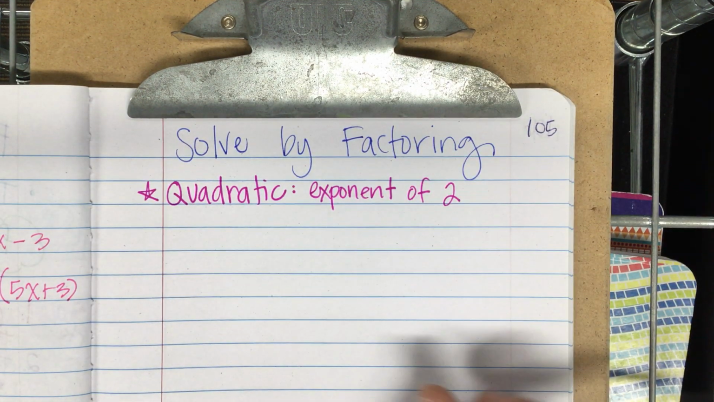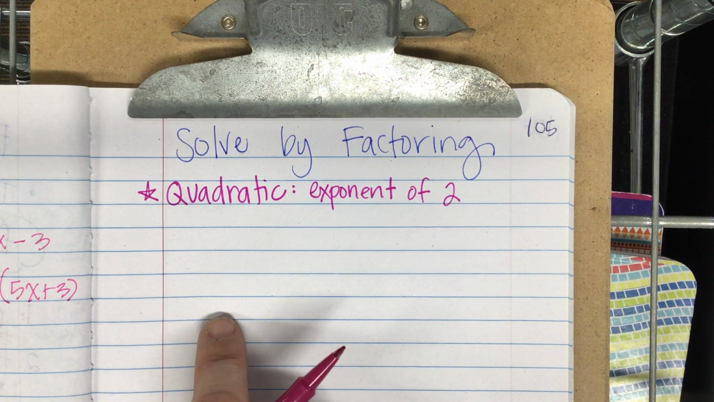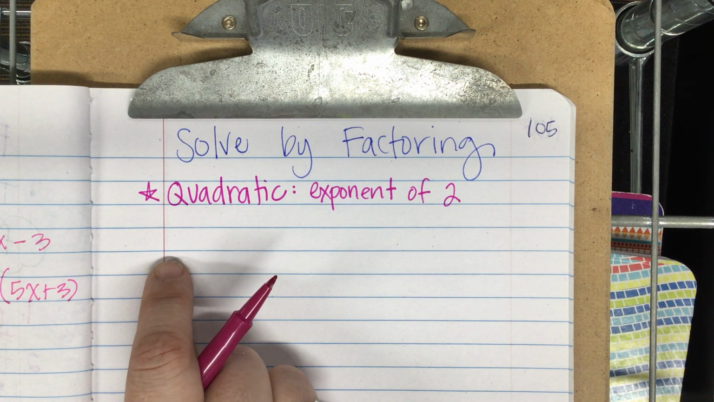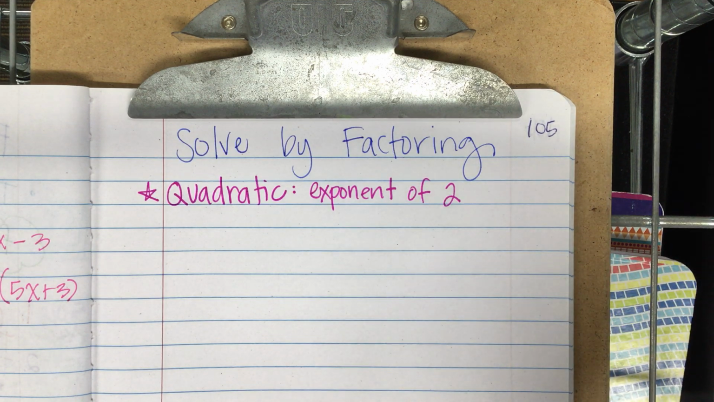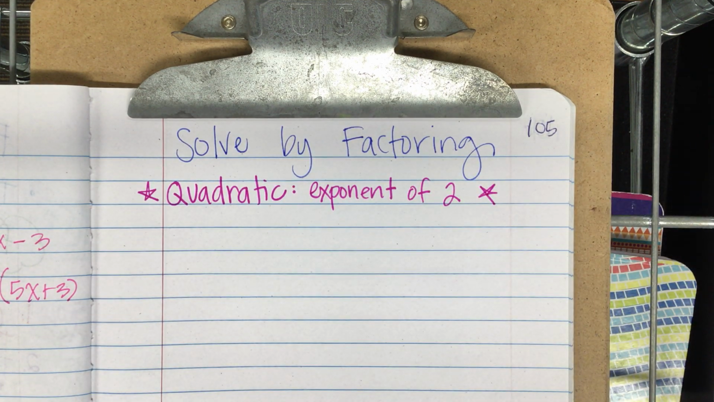Which, I get it, doesn't really make sense. What's an exponent of 4 called? Quartic. Quadratic is an exponent of 2. Right? Math. So we've got quadratics, exponents of 2.